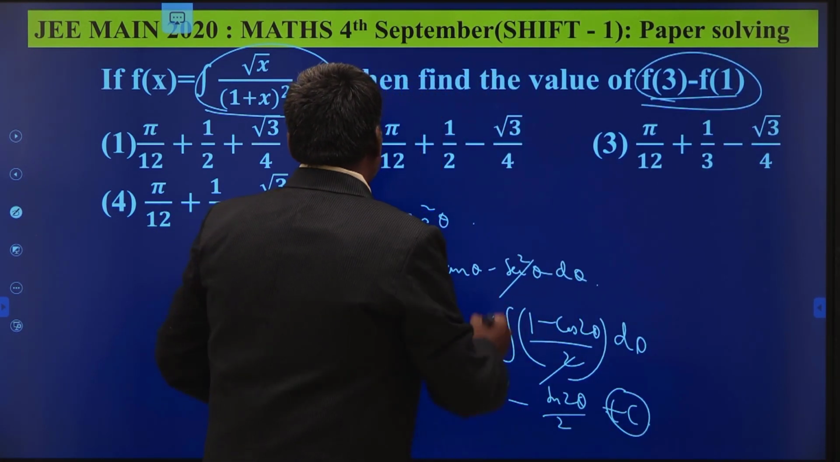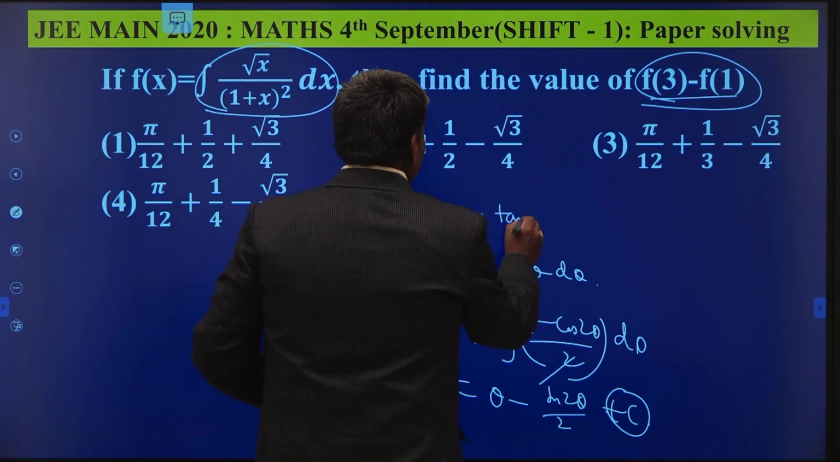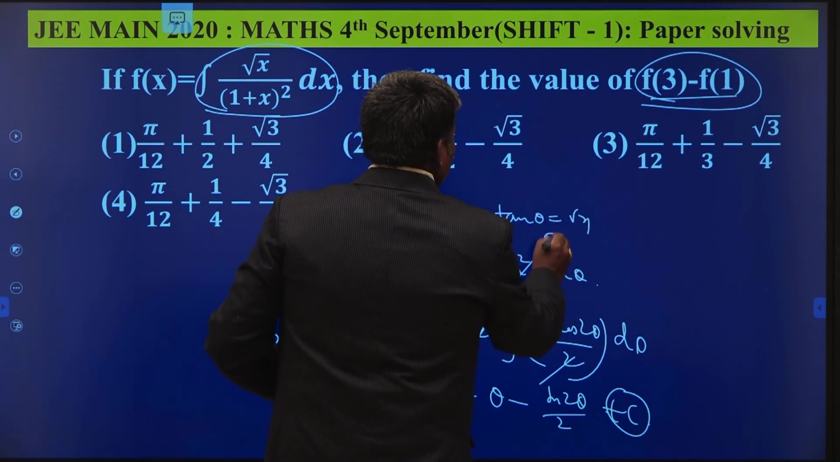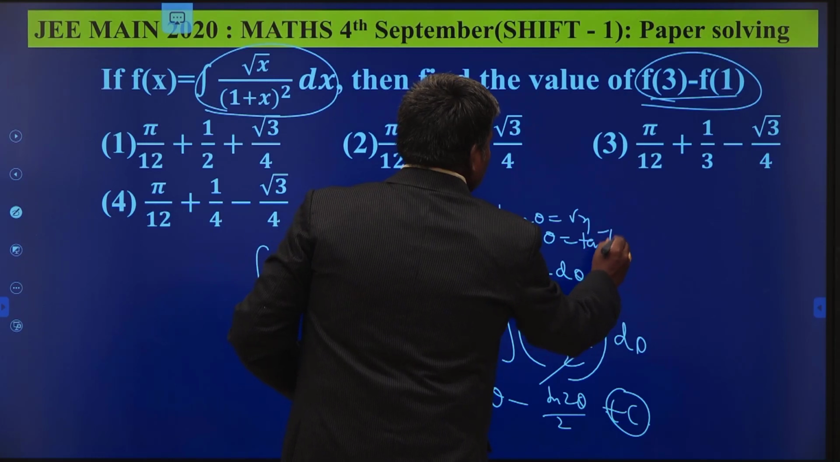What is your theta now? Tan theta is equal to root x. Theta is equal to tan inverse root x.